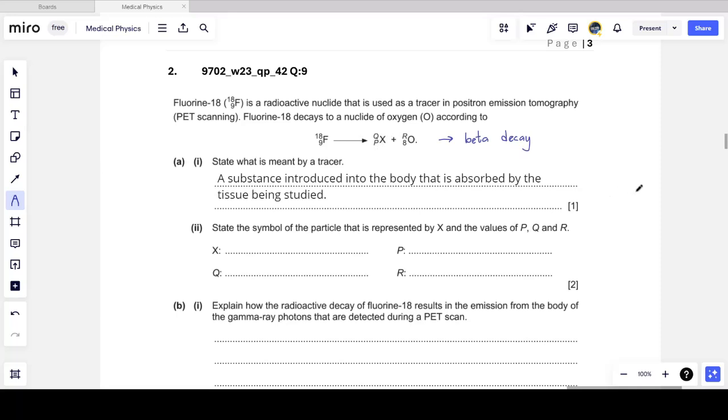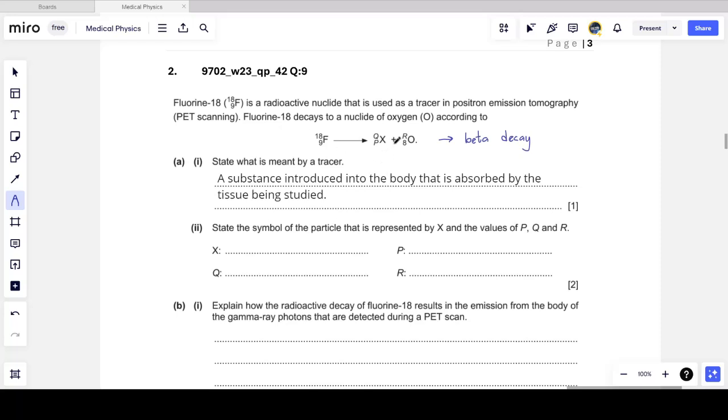Now, the first thing I'm going to do is, well, I know that this is beta decay. And if you remember, you know that it's beta plus decay. But it's either going to be beta plus or beta minus decay. And that's what PET scanning uses. So you have to know that.